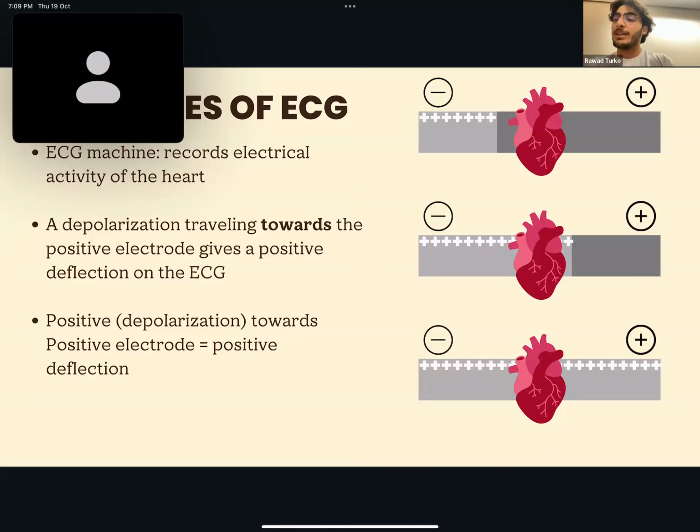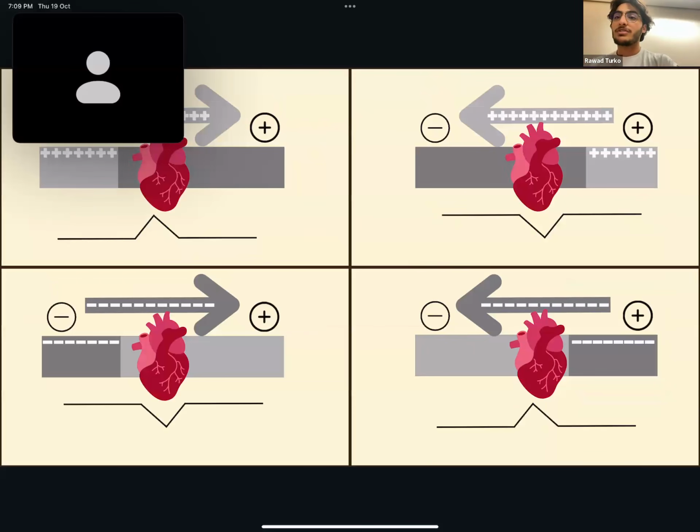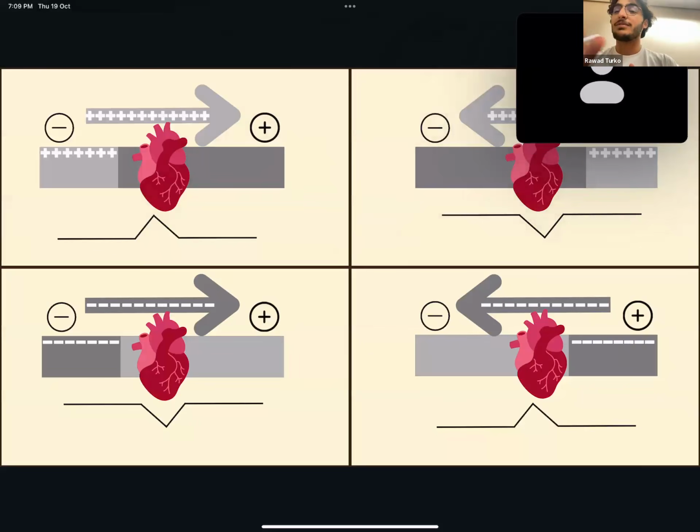Okay, so let's again look at the diagram. So look at this little thing that we set up. We put a negative electrode here, like on this side, I don't know how to point at the screen, and a positive electrode on this side. Okay, so if we have a positive wave or a depolarization wave moving from the negative electrode to the positive electrode, that's going to be recorded as a positive deflection on the ECG, meaning an up-down. Okay, so on the ECG, it's going to look like this, an up and a down, pretty much like this. Okay, so that's the first example that we just gave.